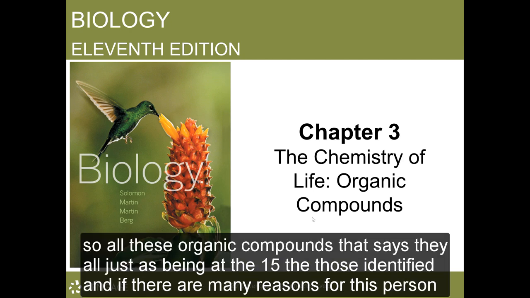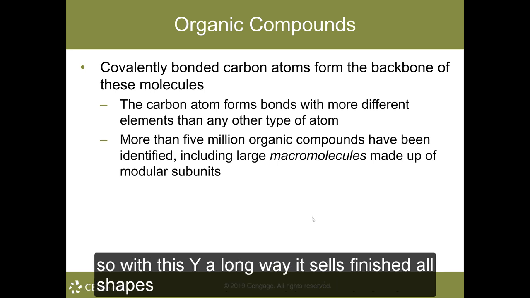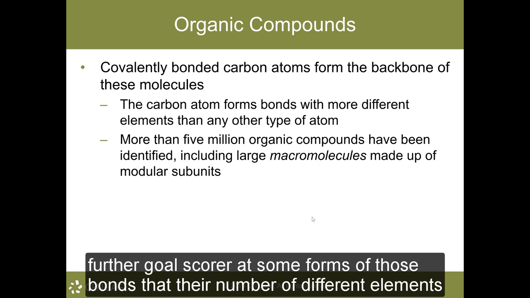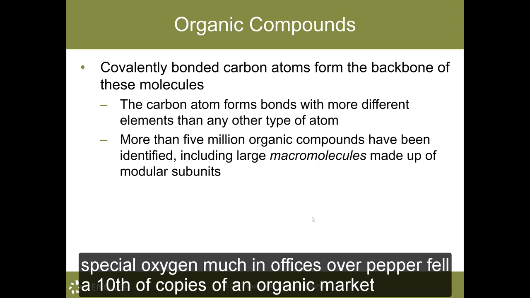Of the organic compounds that exist today, more than 5 million have been identified, and there are many reasons for this diversity. With this wide array come the three-dimensional shapes that are produced by them. Further, carbon atoms form bonds with a greater number of different elements than does any other type of atom. In addition, chemical groups containing atoms of other elements, especially oxygen, nitrogen, phosphorus and sulfur, can profoundly change the properties of an organic molecule.